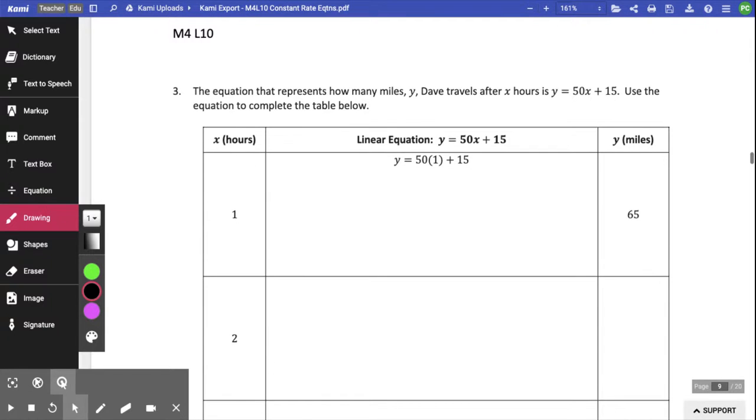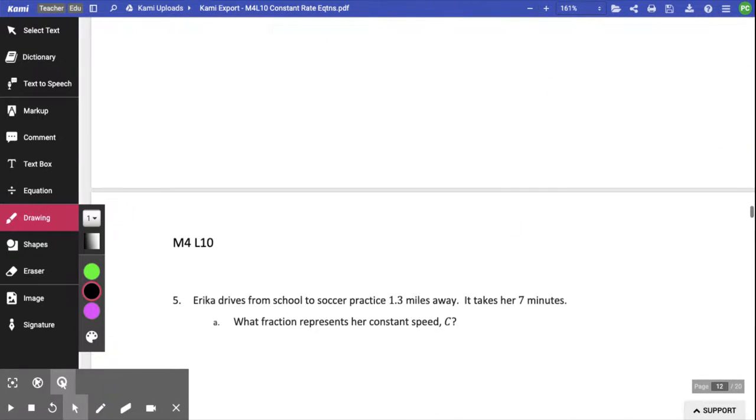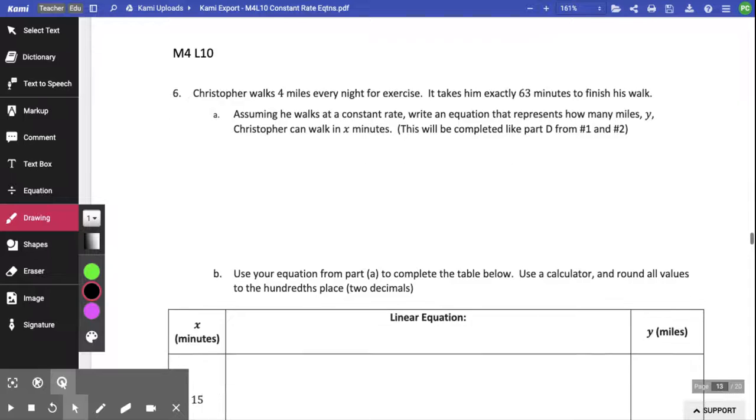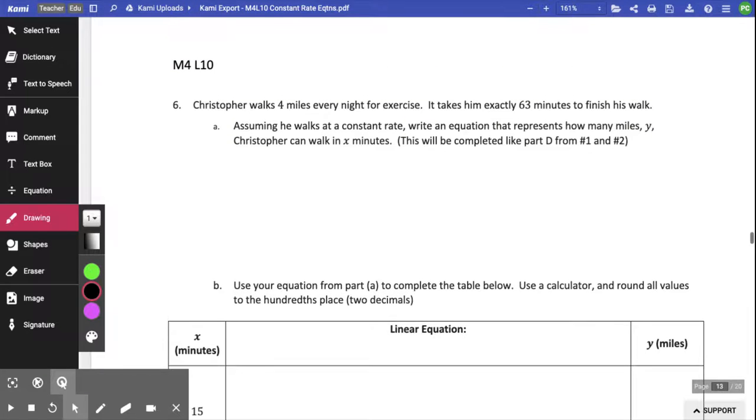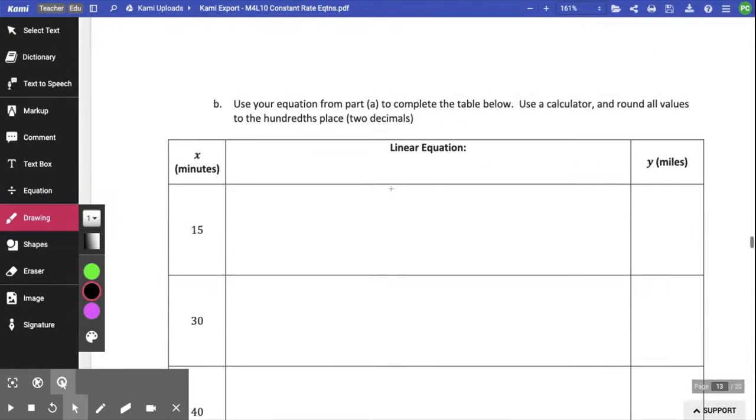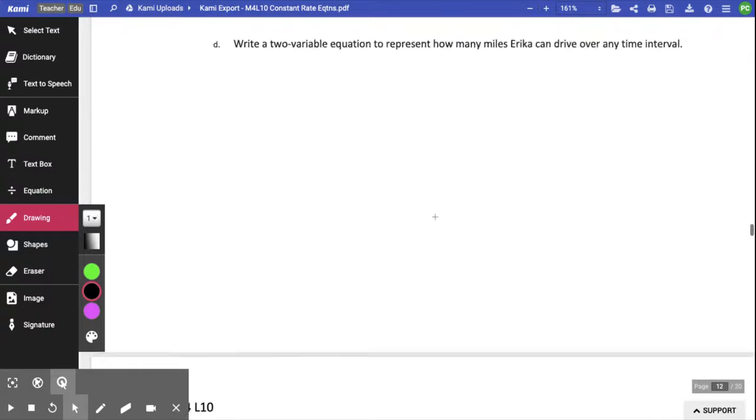So let's look at number 3, and in this case, they've already given us an equation. In your problem for homework, your number 3, or actually in this case it looks like a number 6, it's going to ask you to create the equation based on the constant rate information. So this is like part D, what we did in part D for numbers 1 and 2 to build the equation, and then you're going to do what we're going to do now to fill out this chart.